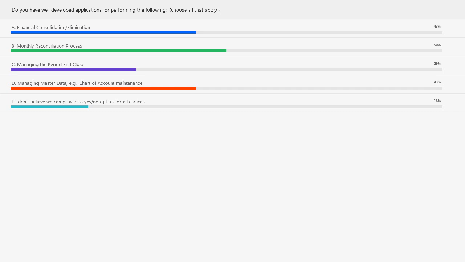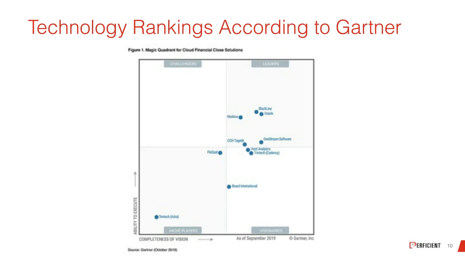And here, from a technology standpoint, I want to show some of what Gartner says are some of the leading technology organizations out there for managing period close. Once again, this is very specific to managing the period close.